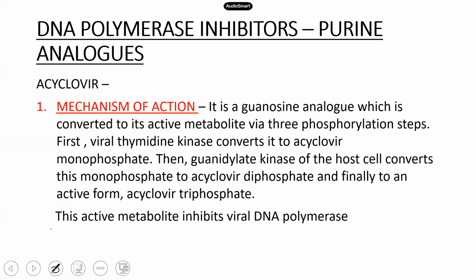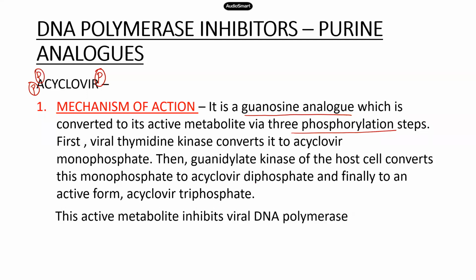Now this acyclovir, as you have already seen in the previous slides, let us talk about it in detail. It is basically a guanosine analog, which is converted into its active metabolite via 3 phosphorylation steps. That means when you take acyclovir, it is bombarded with phosphate molecules. Phosphorylation of acyclovir is done.